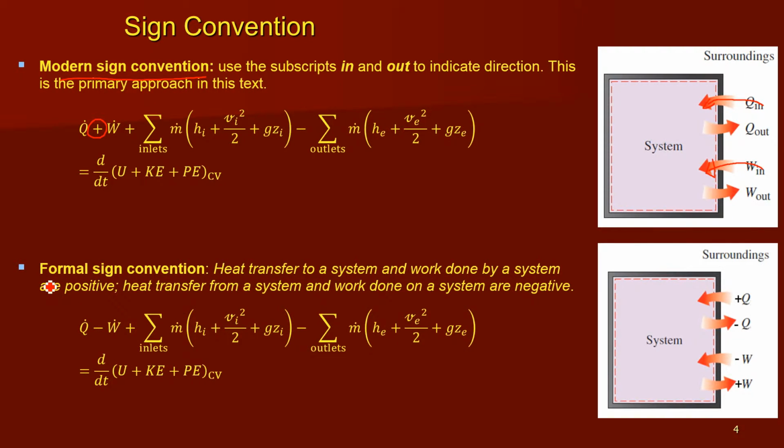In the formal sign convention, this is the one that we prefer to use in most of the examples and answers that I give you. Also in our equation sheet, we have Q minus W in the energy balance equation. So when you see this negative sign, you have to remember that we are using formal sign convention. And in formal sign convention, heat coming into the system is considered positive and work going out of the system is considered positive.